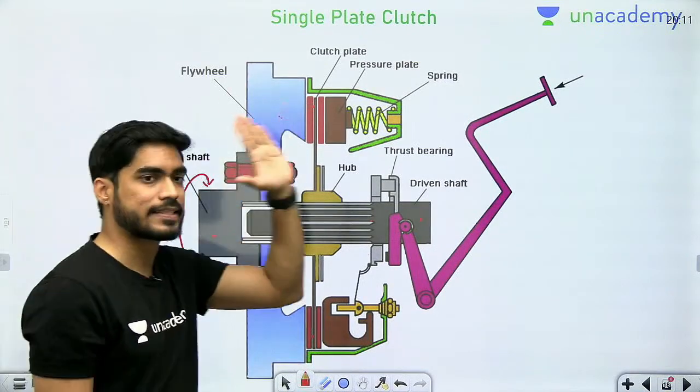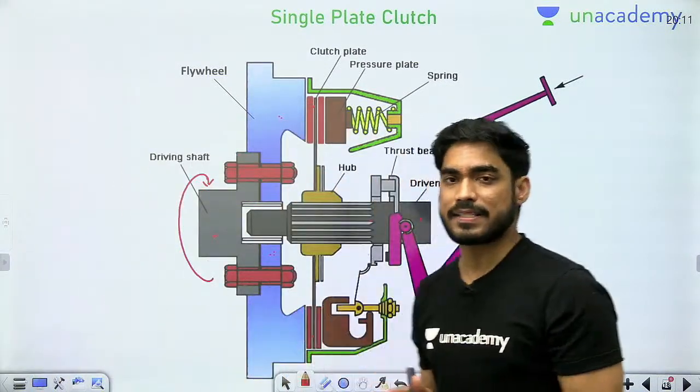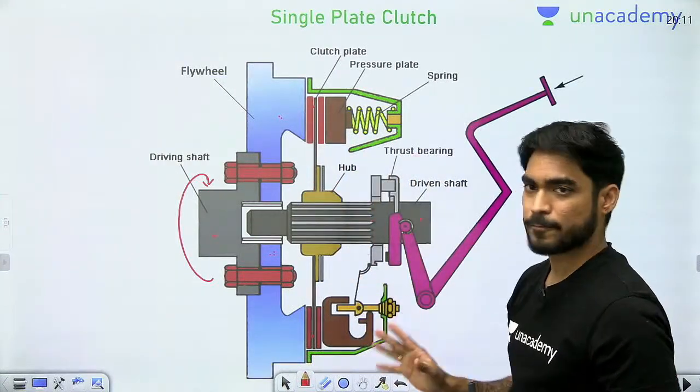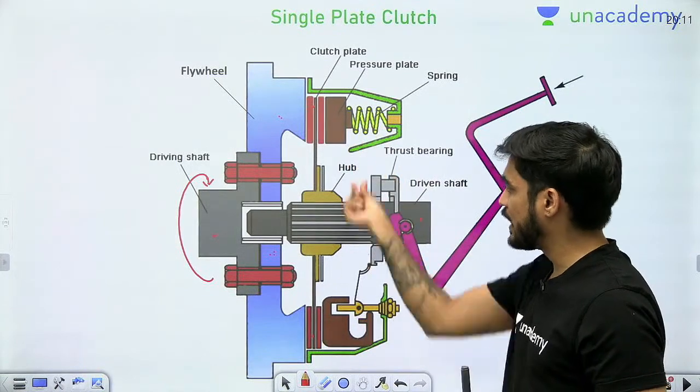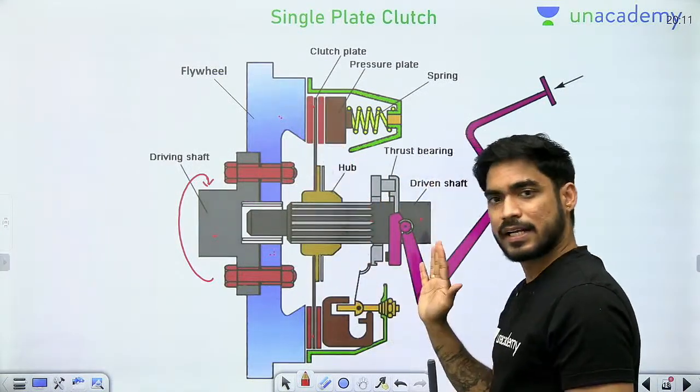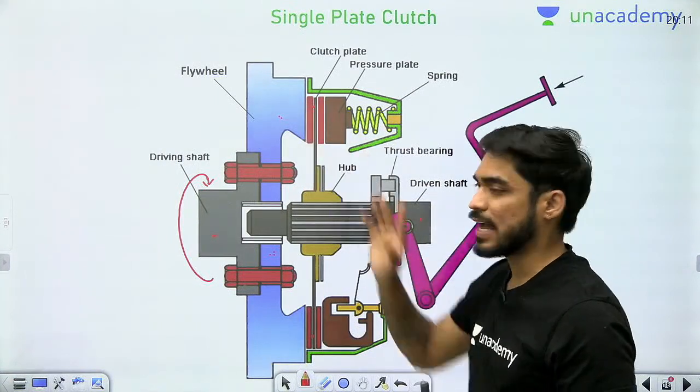Now, what will press this clutch plate? What will press this clutch plate? This clutch plate will be pressed by this pressure plate. So, we have this another plate called pressure plate which will apply pressure on this clutch plate in order to connect this with the flywheel.